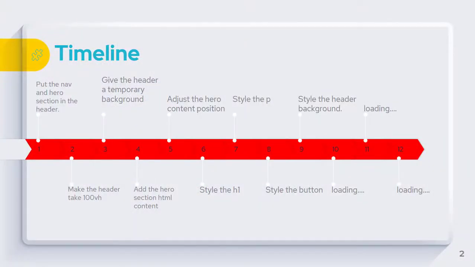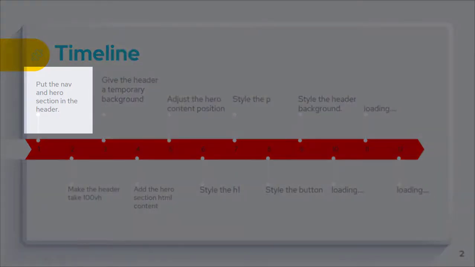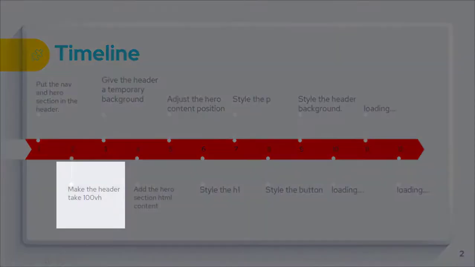So this is the timeline for building the hero section. As you see, we have sort of easy steps to do. Nothing is difficult when you split it into steps. We will start with putting the navbar and the hero section in the header, and we will make the header have a total height of 100 vertical height.